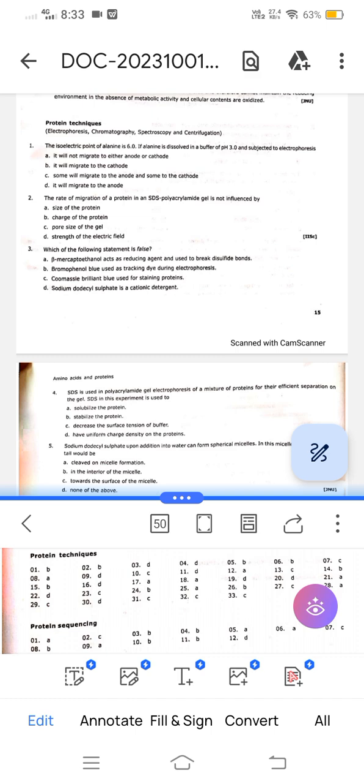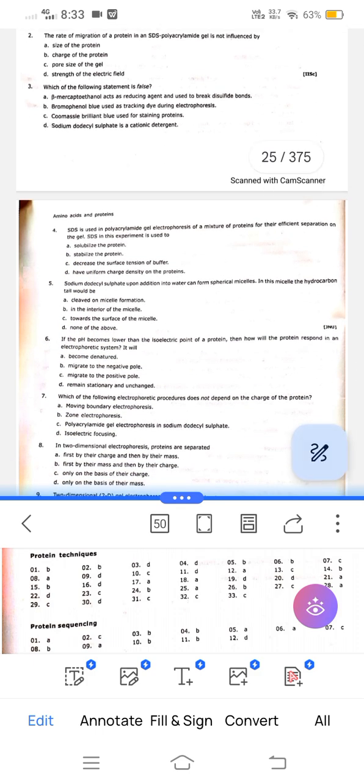Then third, D. Which of the following statements is false? Sodium dodecyl sulfate is a cationic detergent. That's the false statement. 3D. Sodium dodecyl sulfate is a cationic detergent.